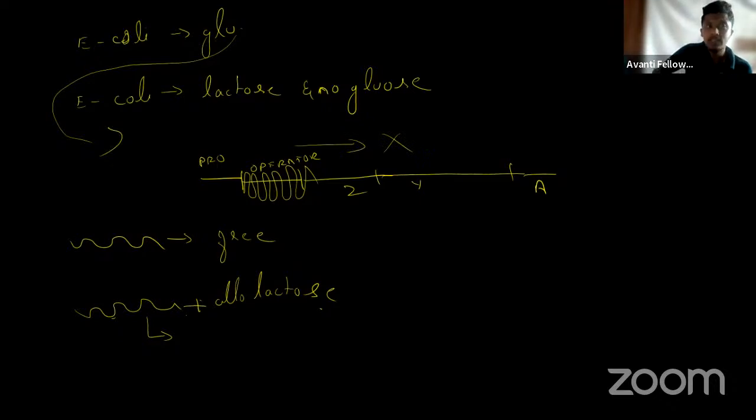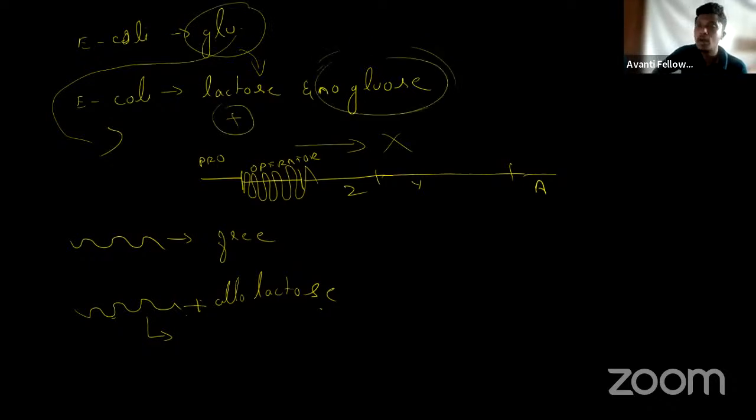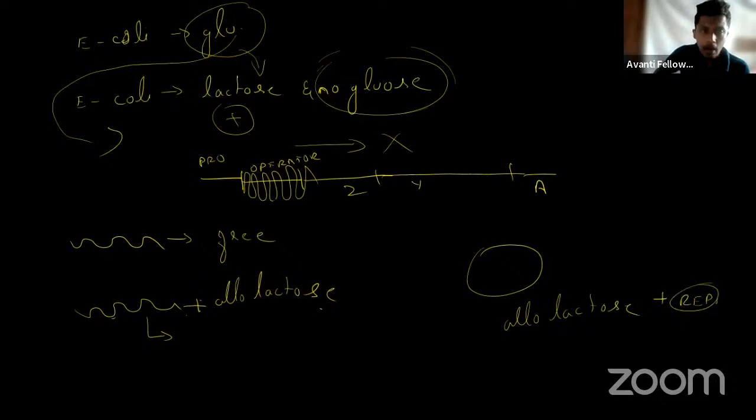Understood? So this is when glucose is present. Now, if the E. coli is transferred from a glucose-containing medium to a lactose-containing medium, where it does not have any glucose at all, but only lactose is present, what will happen? The cell will recognize that there is lactose but no glucose. In the cell, there is allolactose. So this allolactose goes and binds to the repressor.